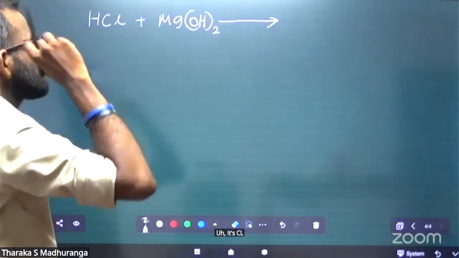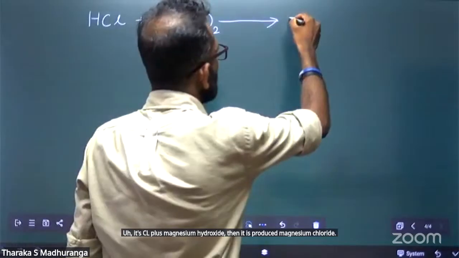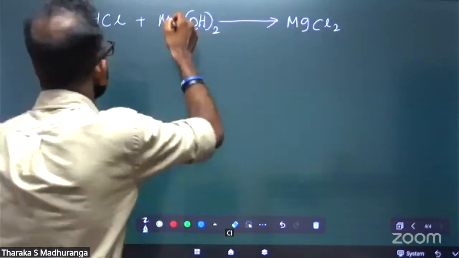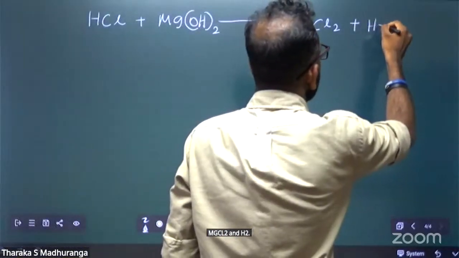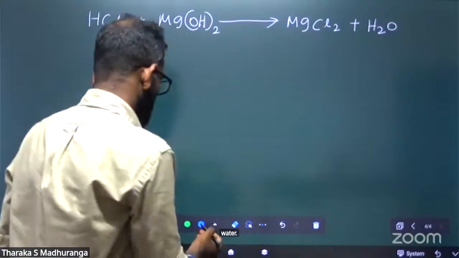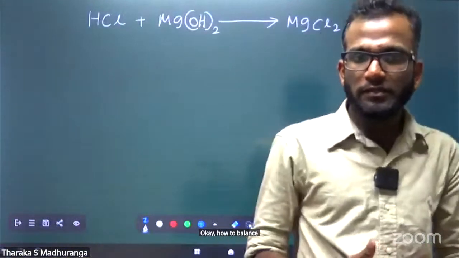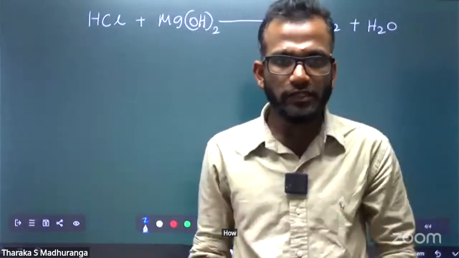HCl plus magnesium hydroxide produces magnesium chloride, MgCl2, and H2O, water. Okay, how to balance this equation?